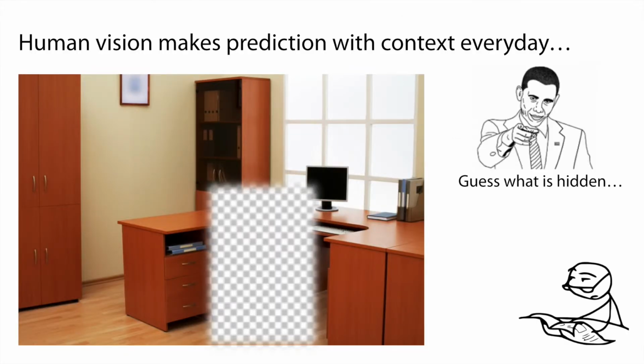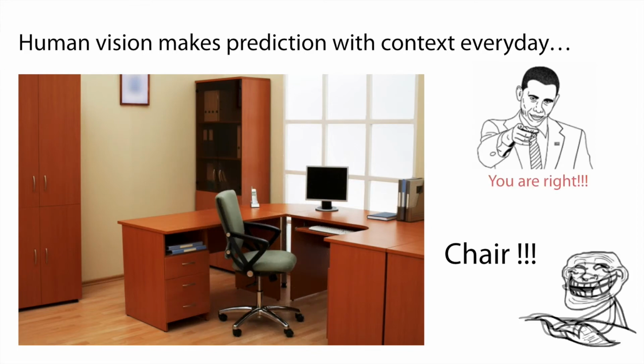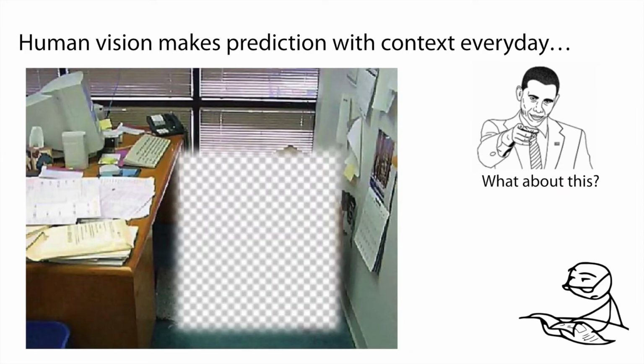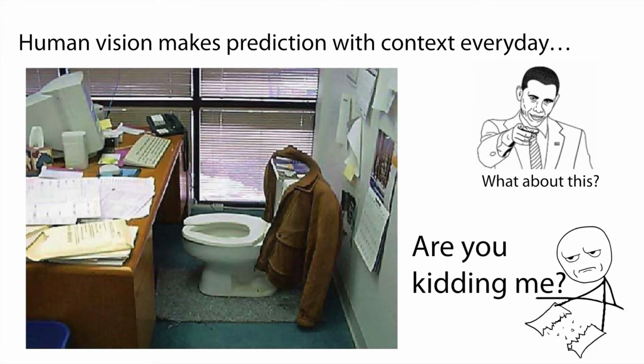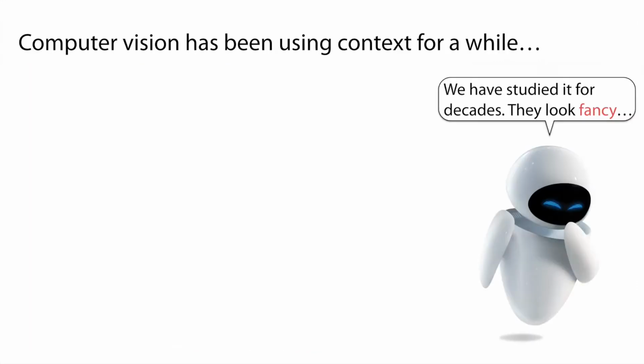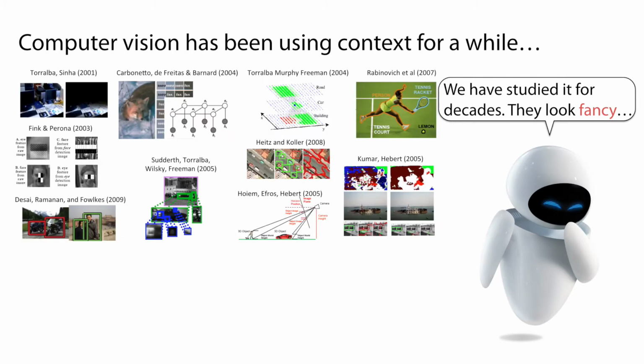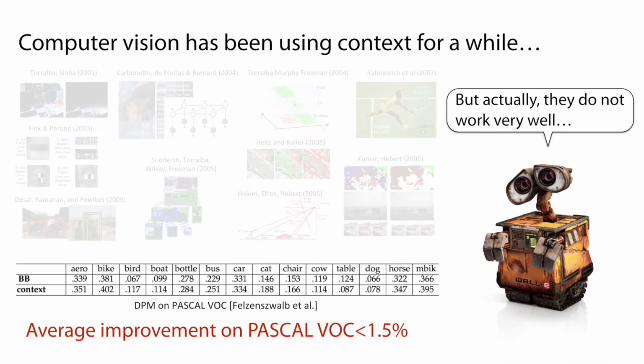Human vision uses context to make predictions. For example, in this office, we are quite sure that there is a chair behind the mask, but not a toilet. In the past decades, many fancy context models have been proposed, but they do not work as well as expected.